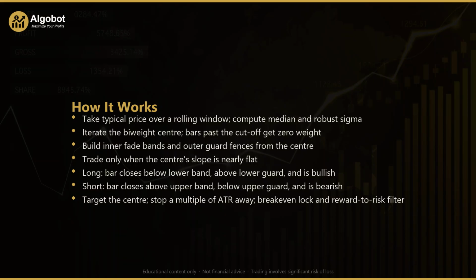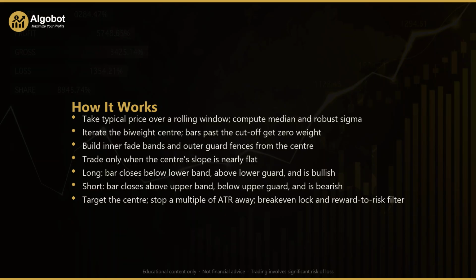Now the entries. For a long, the strategy signals when the just closed bar closes below the lower band but stays above the lower guard, and that bar is bullish, the first hint of a snapback. It buys at the ask, sets its take profit exactly at the center, the robust magnet, and places its stop a multiple of the average true range below entry. A short is the mirror image. The bar closes above the upper band but below the upper guard, and is bearish. It sells at the bid, targets the center, and sets its stop above entry.